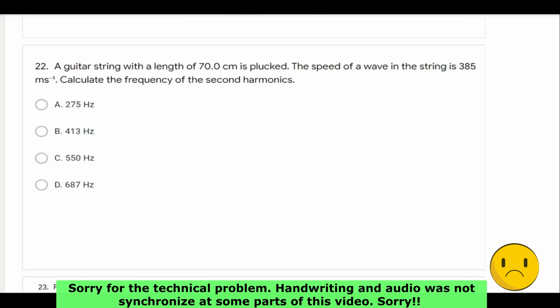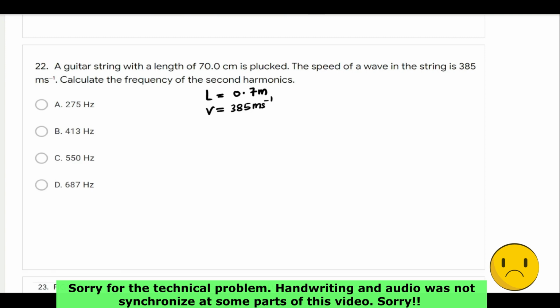Okay, now let's continue with question 22. We have a guitar string with the length of 70 centimeter. So let's convert to meter, so 0.7 meter. The speed of a wave in the string is given, so V is equal to 385 meter per second. So calculate the frequency of the second harmonics.